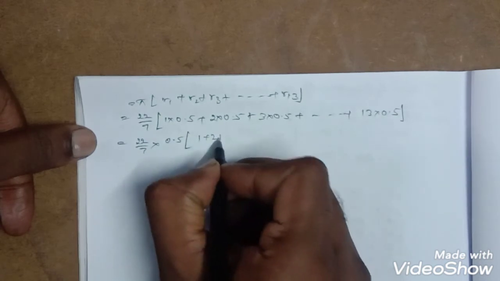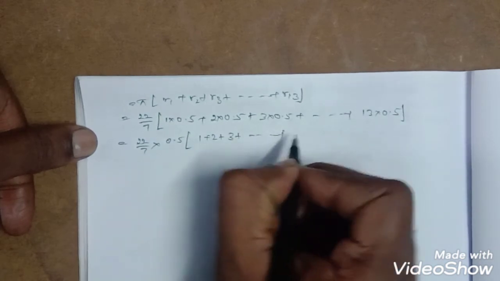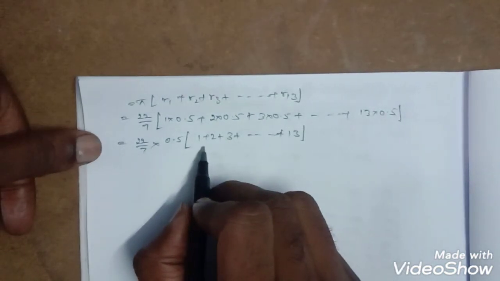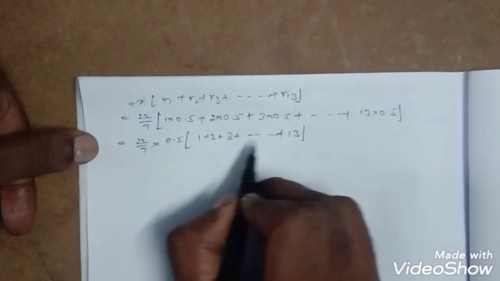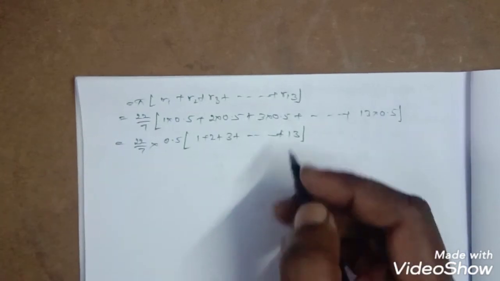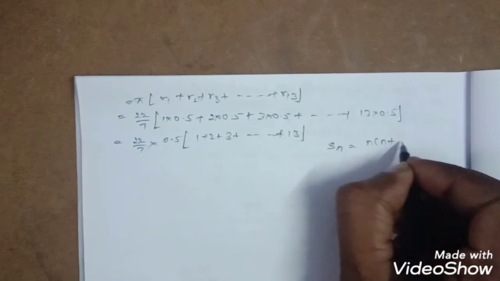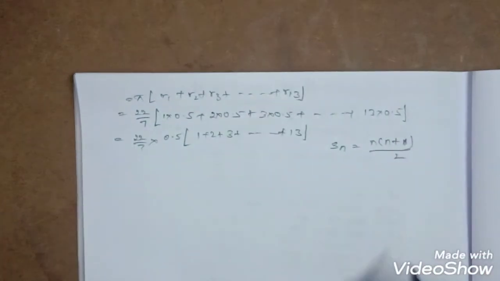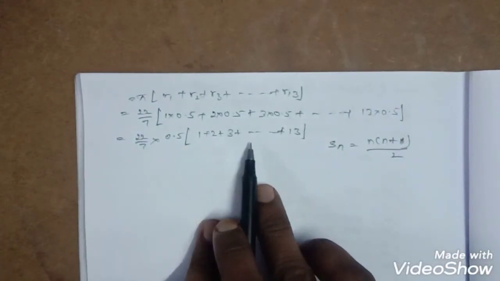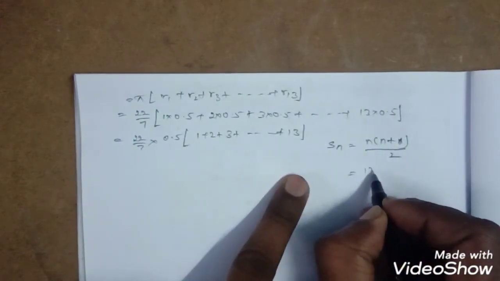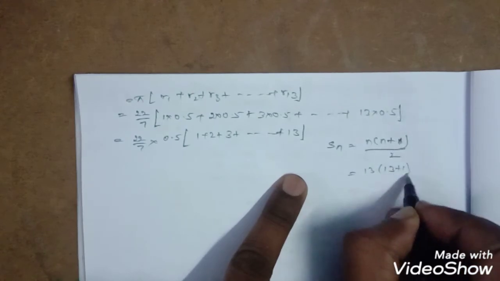1 plus 2 plus 3 plus so on up to 13. So what do you call this? There's nothing but the sum of all consecutive natural numbers. Now the sum of consecutive natural numbers formula is Sn is equal to n into n plus 1 by 2, right? So this is the formula to find the sum of n natural numbers. Now here n is nothing but 13 into 13 plus 1 divided by 2.